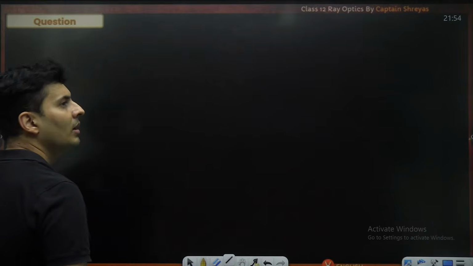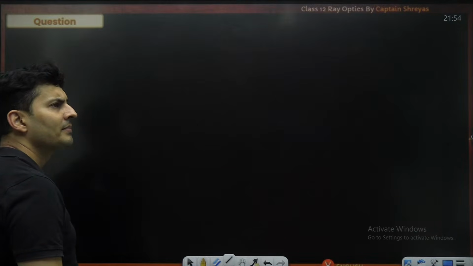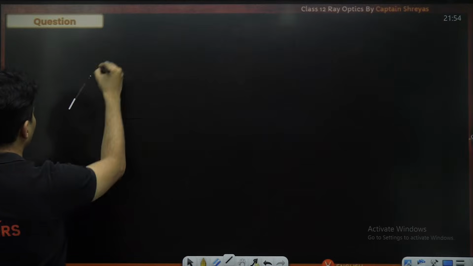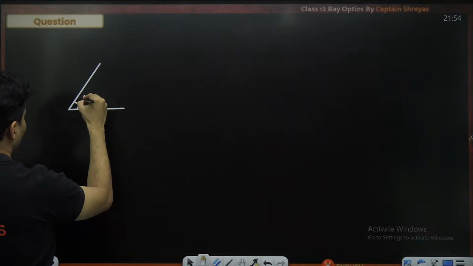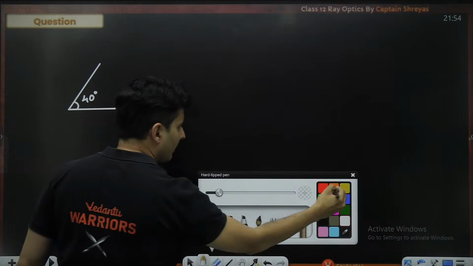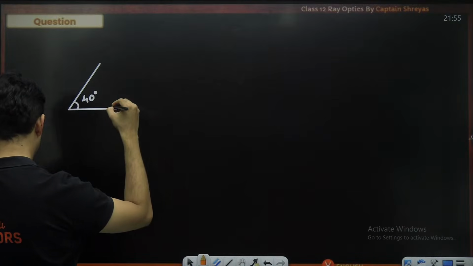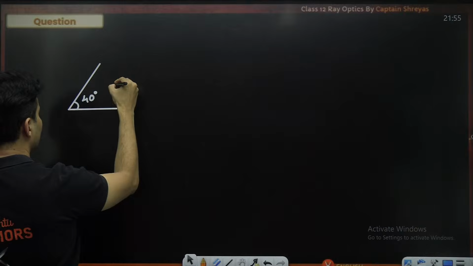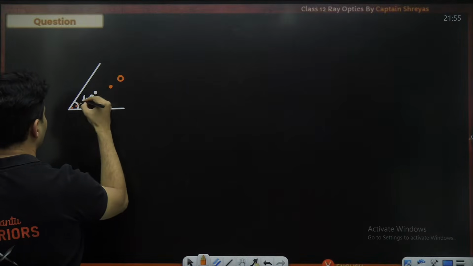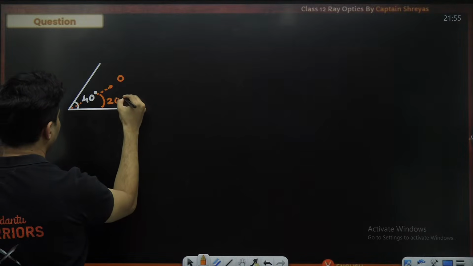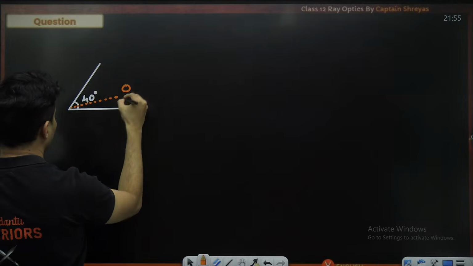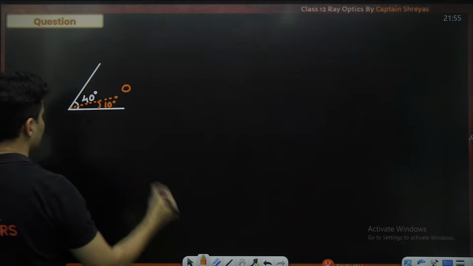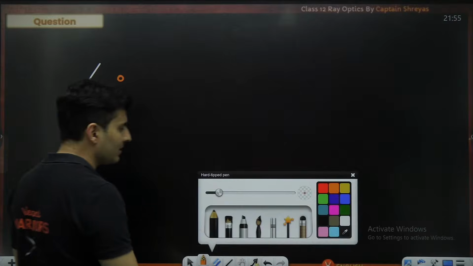the mirrors are, let's say, inclined at maybe 40 degrees, 40 degrees. And once the object is placed here exactly at 20 degrees, second time the object is placed here, this is where the object is, at 10 degrees. How many number of images will be formed in both the scenarios?